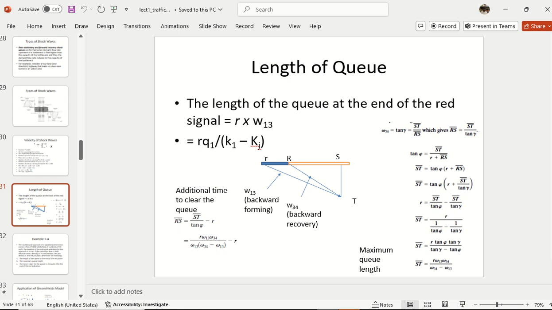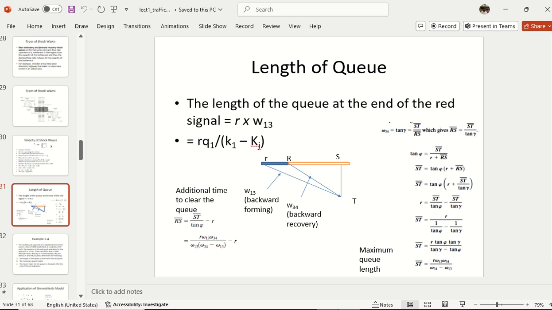Can be. Why? Because Q and this one, density. Density is per distance. No. You see, in this one, you are taking into account the speed of the forming shock wave and the recovery shock wave, right? So based upon that, the maximum length of the queue can happen anywhere.